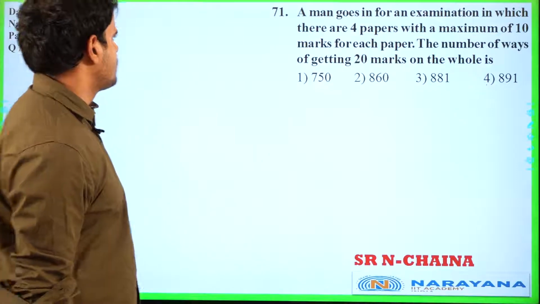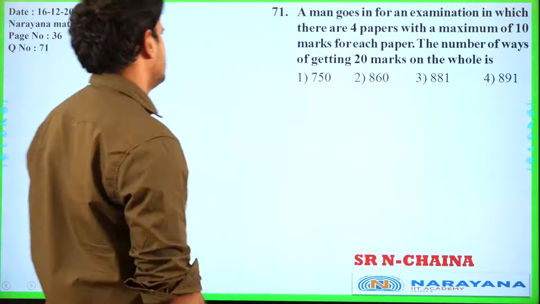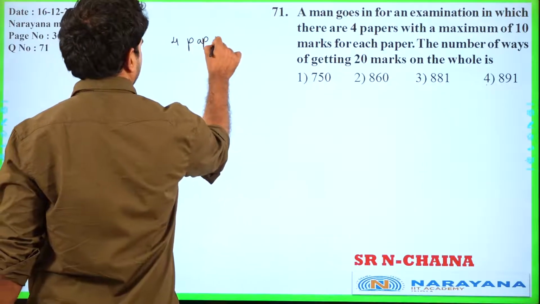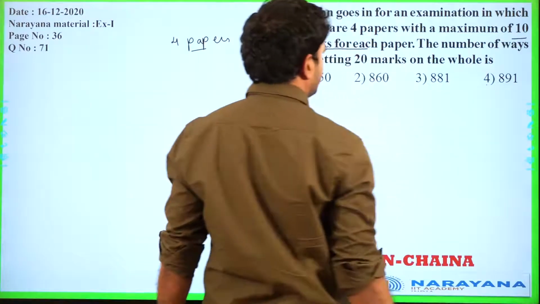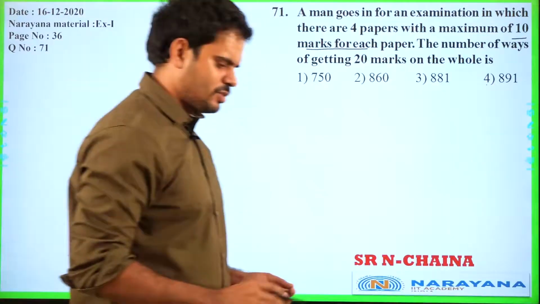So let us go with the first question. A man goes for an examination in which there are 4 papers, with a maximum of 10 marks each. The number of ways he can get 20 marks?